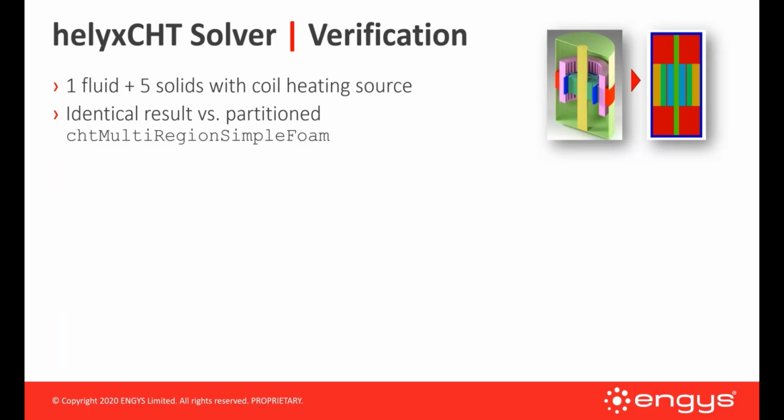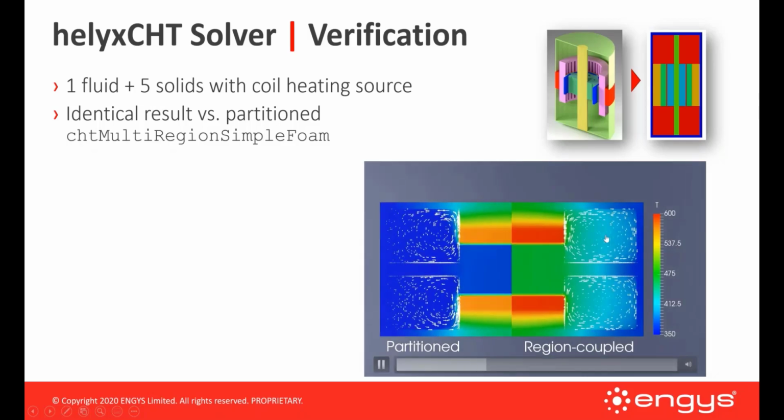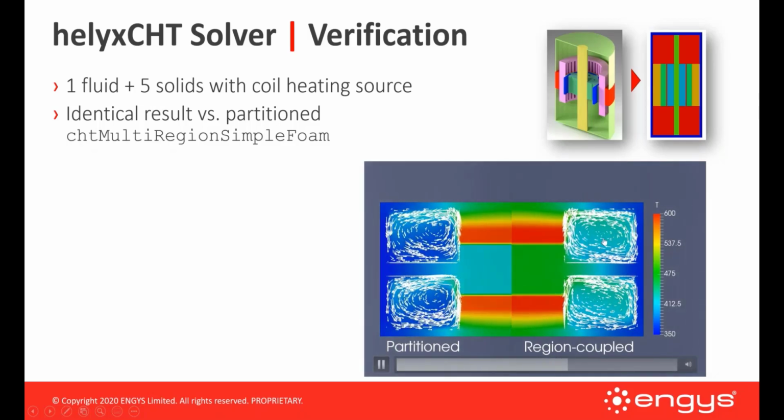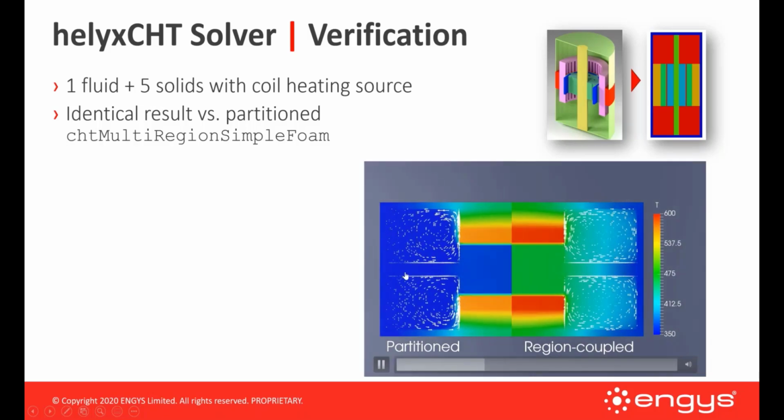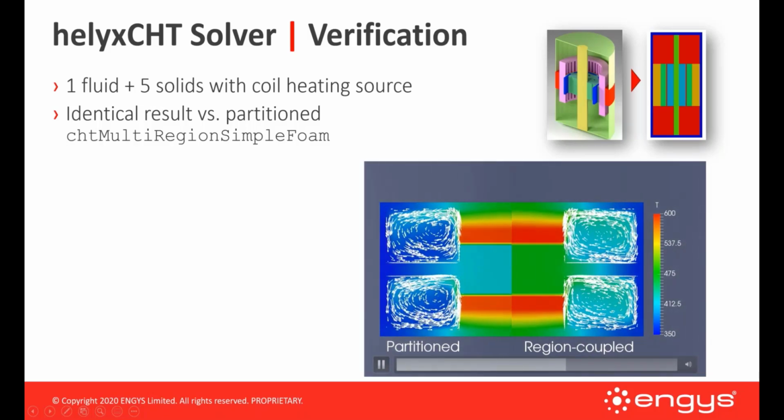This is one fluid region with 5 solids, and there are different heating regions. The results are identical versus the partitioned approach. And the partitioned approach, if you're familiar with OpenFOAM, uses this CHT multi-region simple foam. Here on the right, again, we've got the region coupled, and these glyph vectors right here represent the fluid flow. On the left, right here, we've got the partitioned approach.